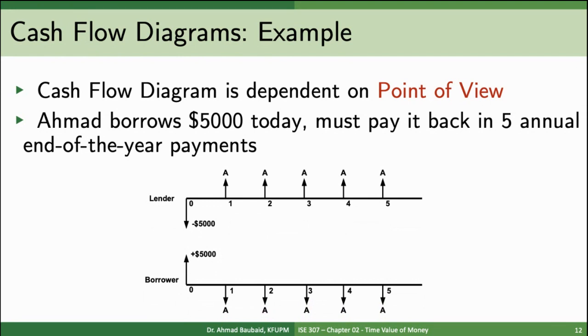you could draw the cash flow diagram from the perspective of the lender or from the perspective of the borrower. So here Ahmed is the borrower. From Ahmed's perspective, he's getting $5,000 today, because that's a loan, and then he has to pay it over the next 5 years. However, from the bank's perspective, if the bank is the lender, the bank is giving out $5,000, so that's why this arrow points down, and then the bank is hopefully getting that money back plus interest over the next 5 years. So it depends again on whose perspective you're drawing this from.